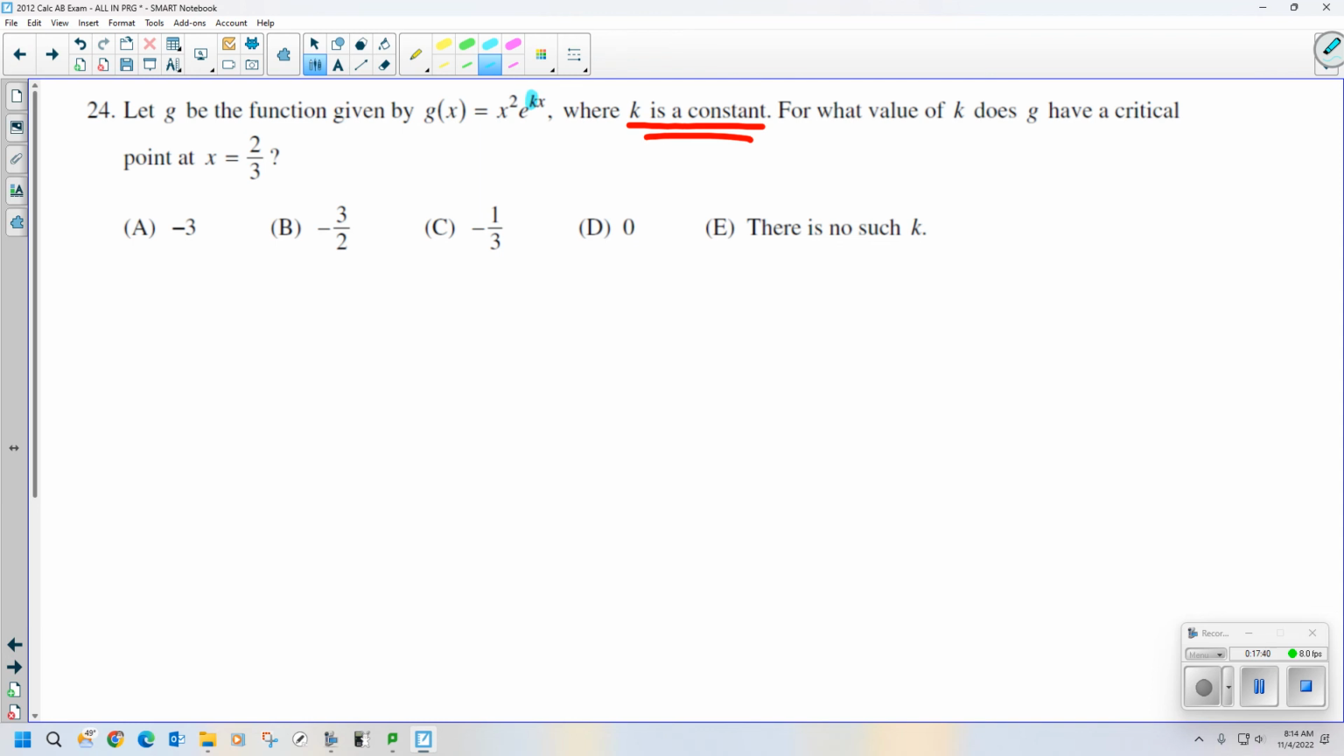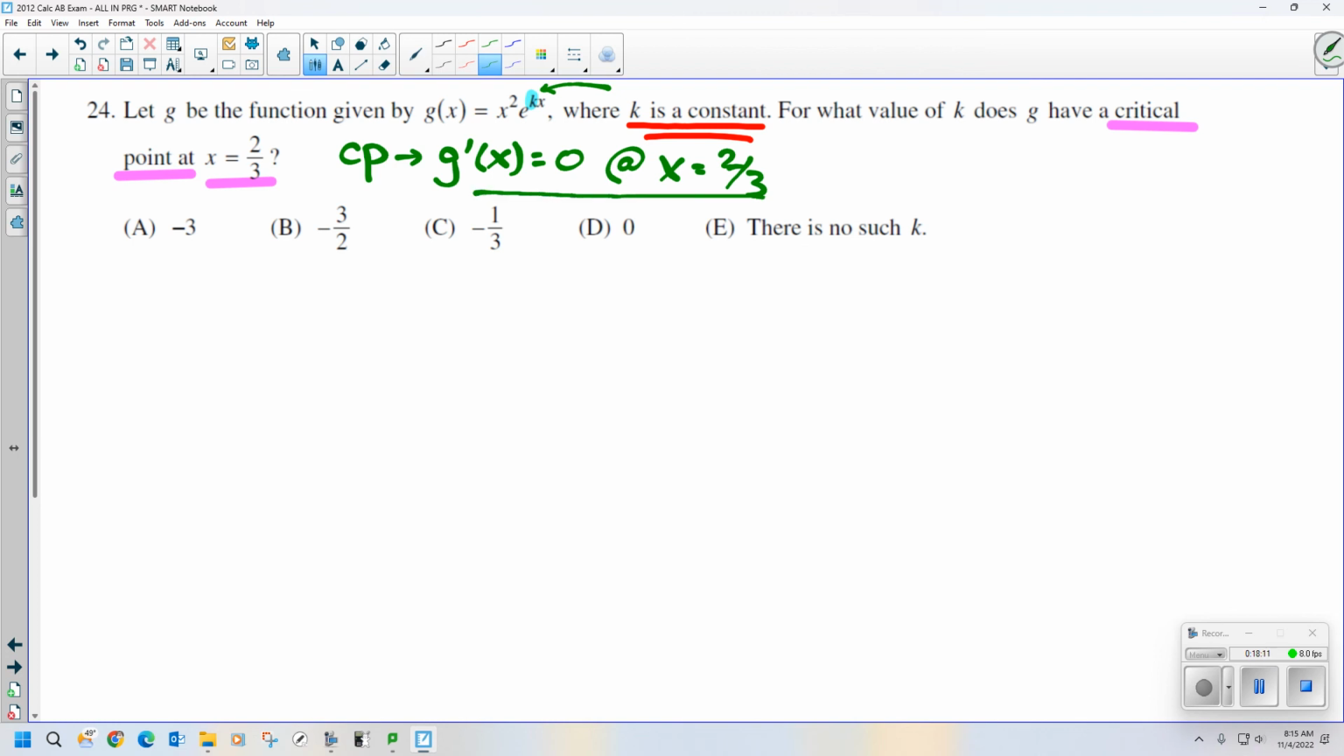For what value of k does g have a critical point at x equals 2/3? All right, now we've got kind of like a map to follow here. Again, a critical point means the first derivative should be equal to 0, and they want that at an x value of 2/3. So I have to figure out what value of k would make this happen. Well, I think the first thing we need to do is find the derivative. Okay, so let's go ahead and do that.